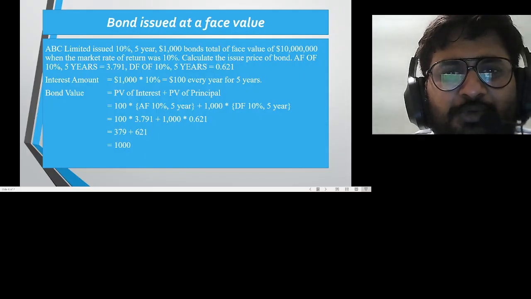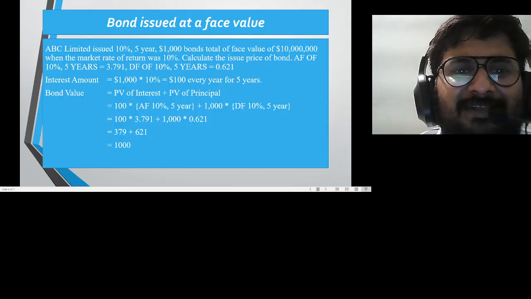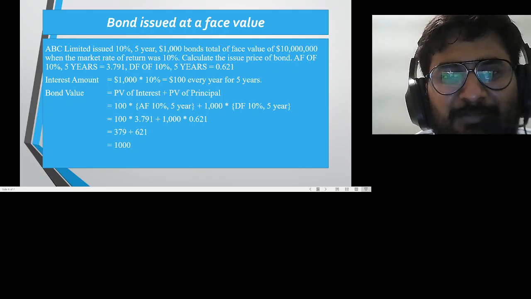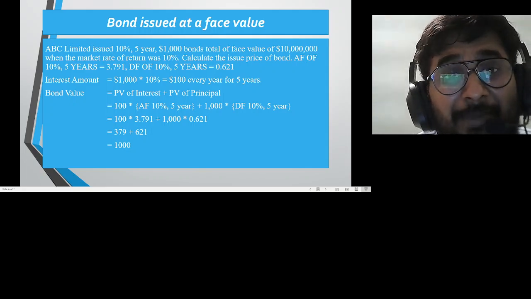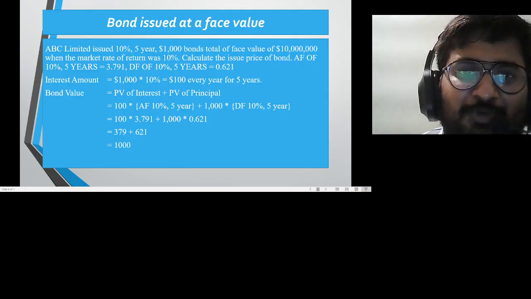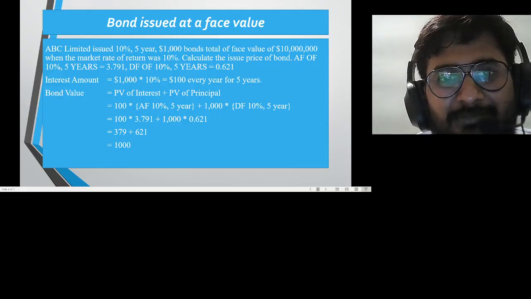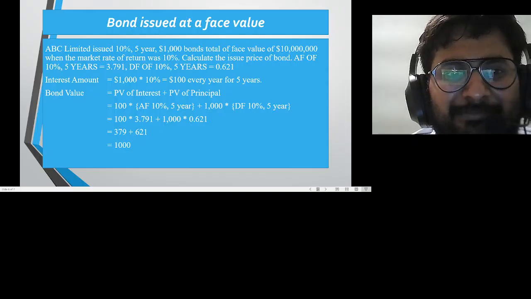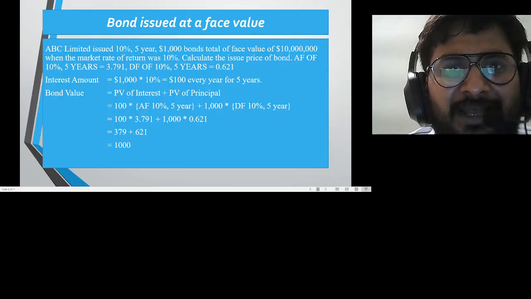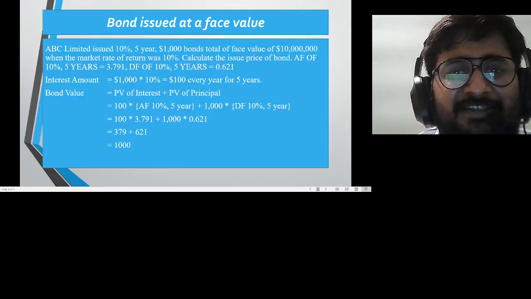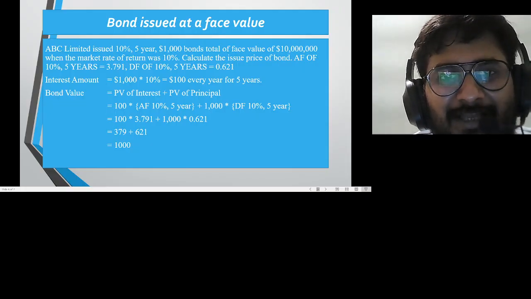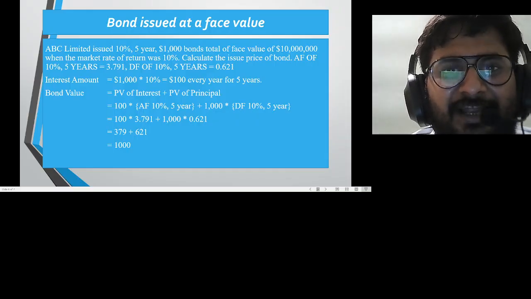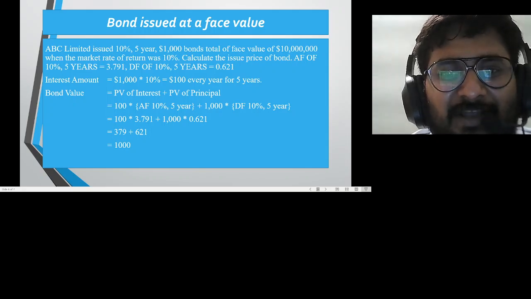Last, bond issued at face value or par value. ABC Limited issued a 10% coupon rate, 5-year term bond, $1,000 face value, total $10 million, when the market rate of return was also 10%. So you are offering 10%, and the market is also yielding 10% only. Calculate the issue price of the bond. Annuity factor of 10%, 5 years, 3.791. Discounting factor of 10%, 5 years, 0.621. So for the interest amount, again you multiply par value with coupon rate. So $1,000 into 10%, $100 every year for the next 5 years.